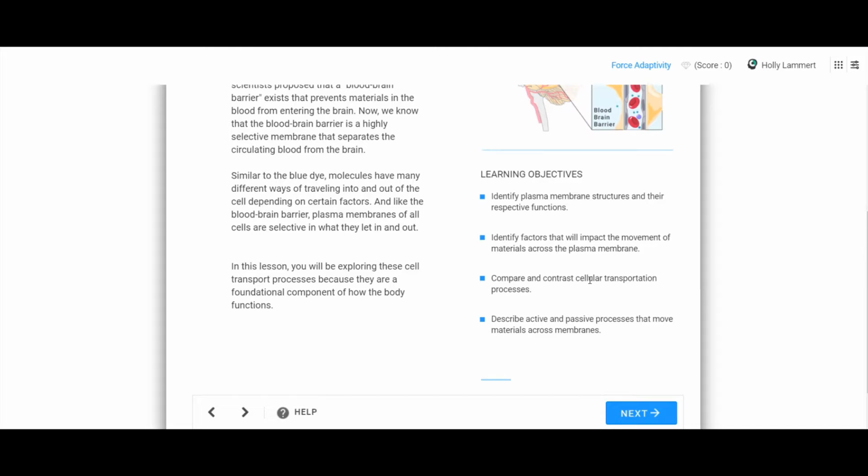In this lesson, we're going to identify plasma membrane structures and their respective functions. We're going to identify factors that will impact the movement of materials across the plasma membrane. And we're going to compare and contrast cellular transport processes and describe active and passive processes that move material across the membrane. All right, so we got a lot to learn. Here we go.